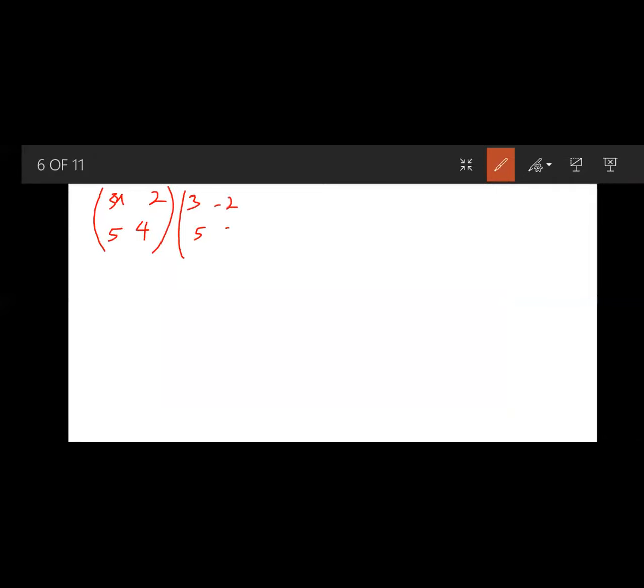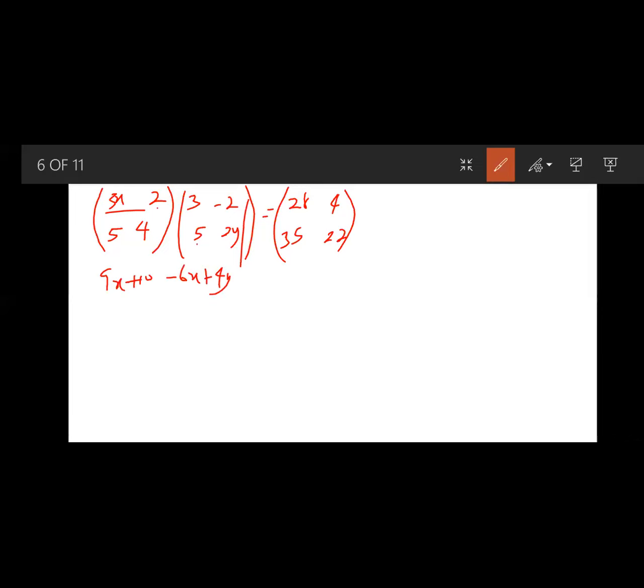Minus 2y. And they have said it equals what? 28, 4, 35, 22. So if you multiply 3x by 3x, it gives us 9x. 2 times 5 will give us what? Plus 10. So the next one, this multiplied by this: 3x times this will give us minus 6x. 2 times 2y will give us plus 4y.